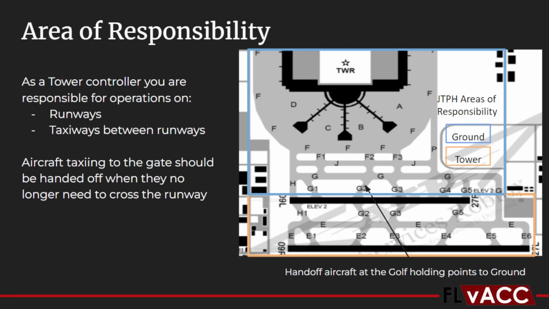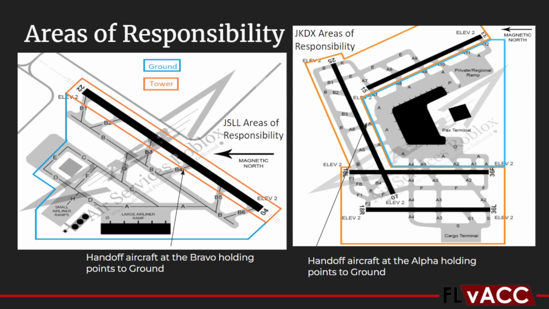More specifically, tower control owns the runways and taxiways between the runways. That means that, for example, aircraft landing on runway 27 left at Tofan will remain on the tower frequency for taxi until they cross runway 27 right. At Willenthal, it's really just the runway, and at Delarue, it's just the opposite.